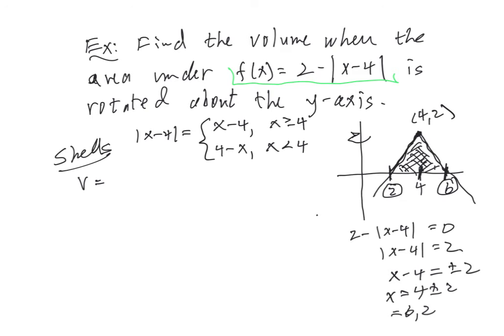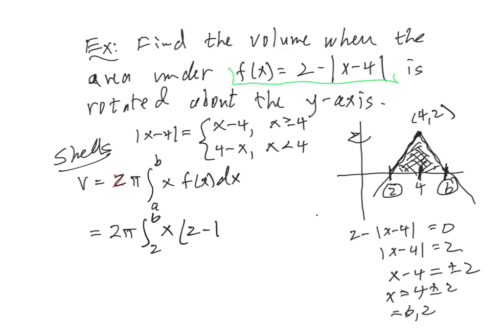So using our formula, we get the constant, 2 pi. The integral from a to b, let me write the formula. We get our radius factor, which is just x because it's going around the y-axis. And then we get the height of the shells. There's the formula. And for this problem, our region goes from 2 to 6. We get an x, and our function is underlined in green up there. So 2 minus the absolute value of x minus 4 dx. So there's an integral that has the right value.